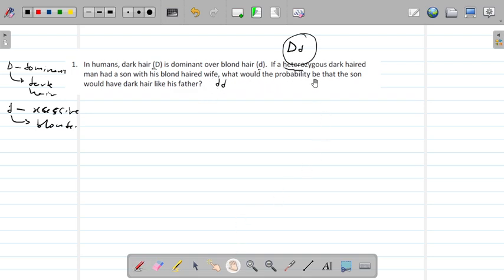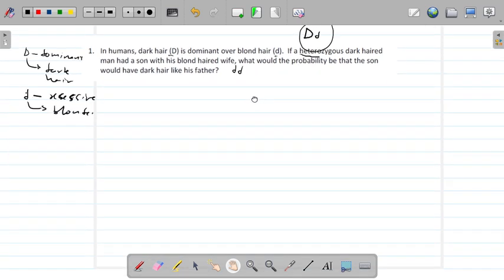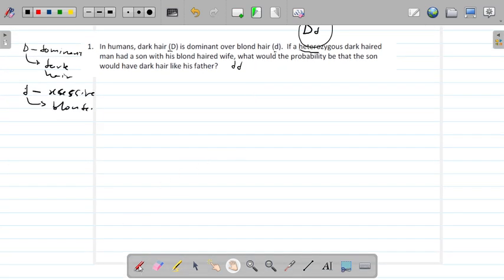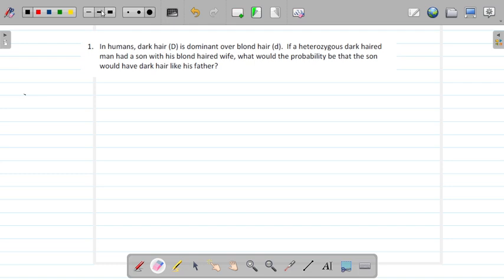Now, the question: what would the probability be that the son would have dark hair like his father? Now, what is the probability? Remember, probability is in the form of a fraction. Answer as a fraction. If the question asks for a percentage, give the percentage. If it asks for a ratio, give the ratio. So here's the case: write the P1 generation.